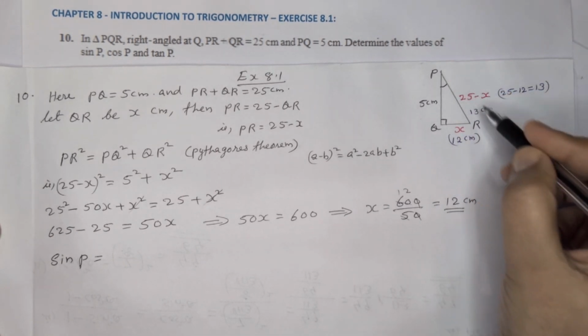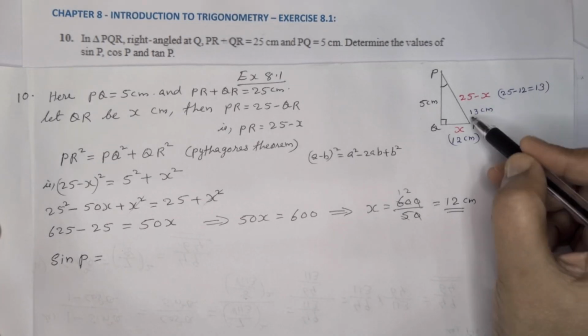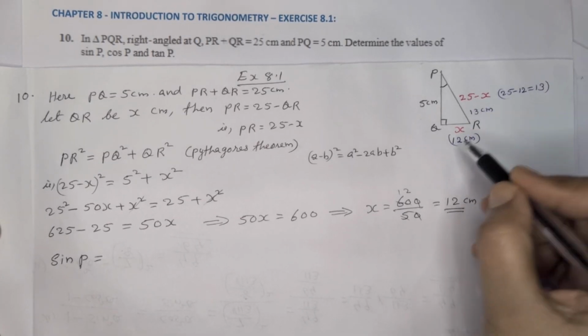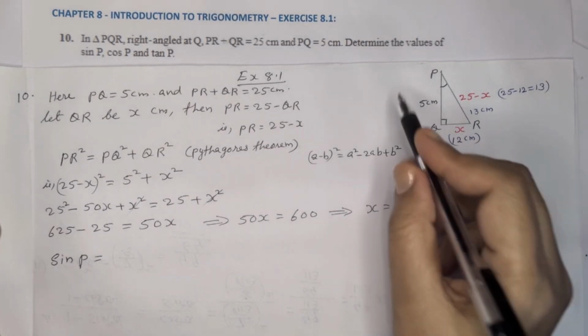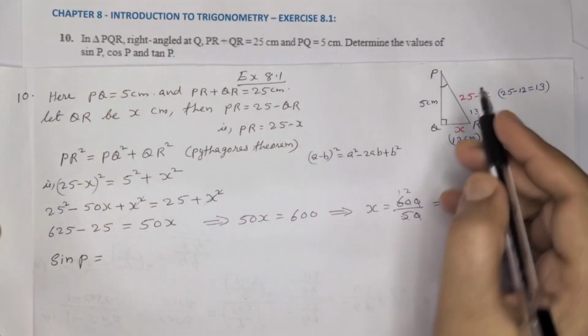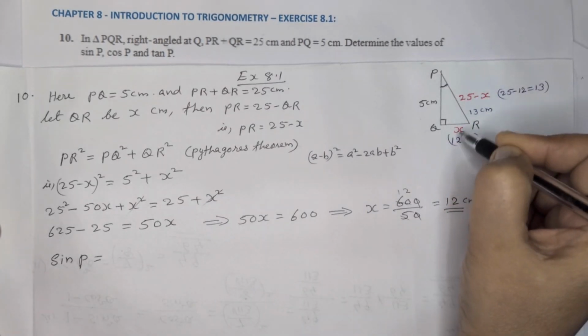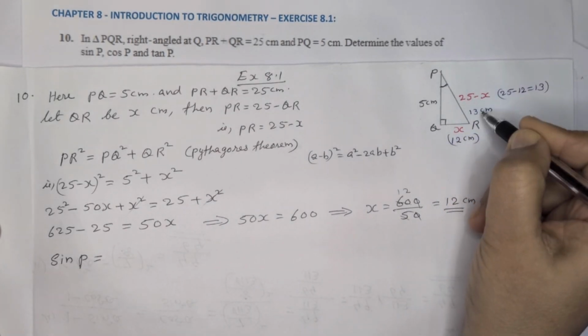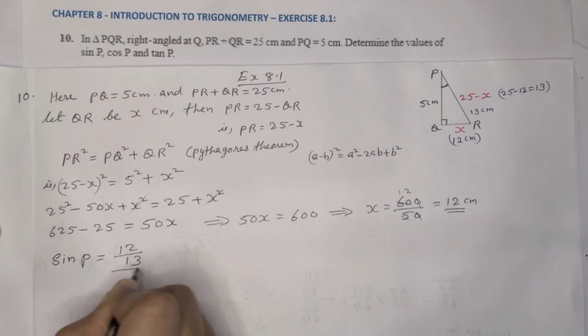Then we can find the hypotenuse PR. That means 25 minus 12, 13. So this side is 13 centimeter, QR is 12 centimeter, PQ is 5 centimeter. Then we can find the ratios. Sin P, based on angle P. Sin means opposite by hypotenuse, 12 by 13.